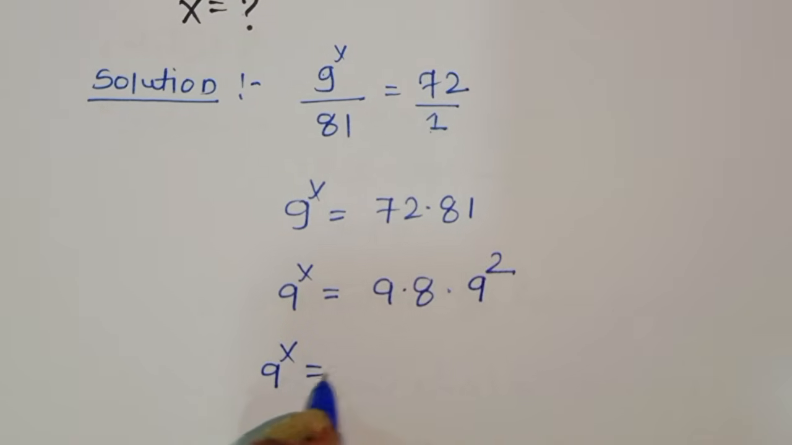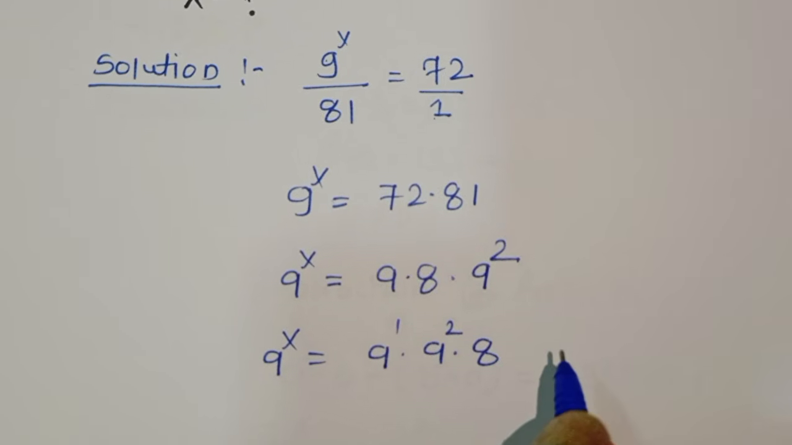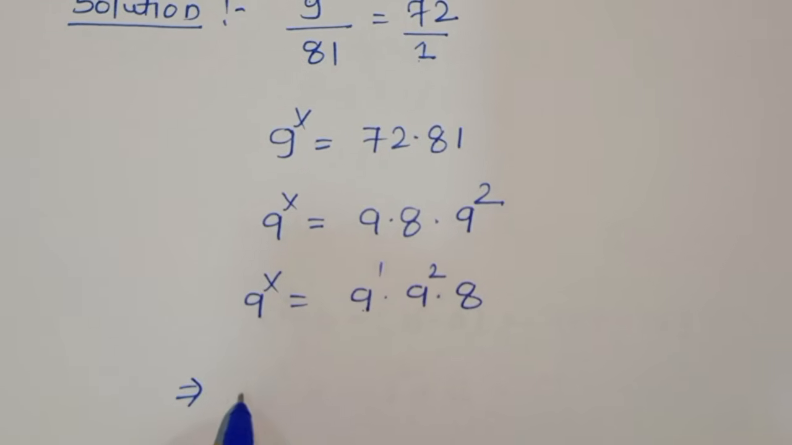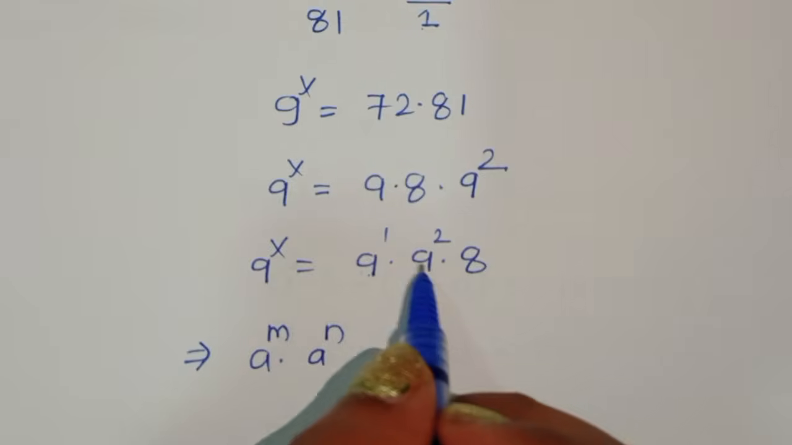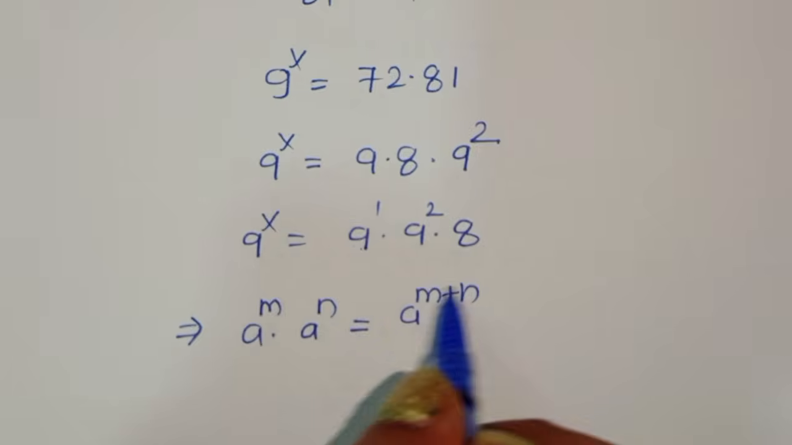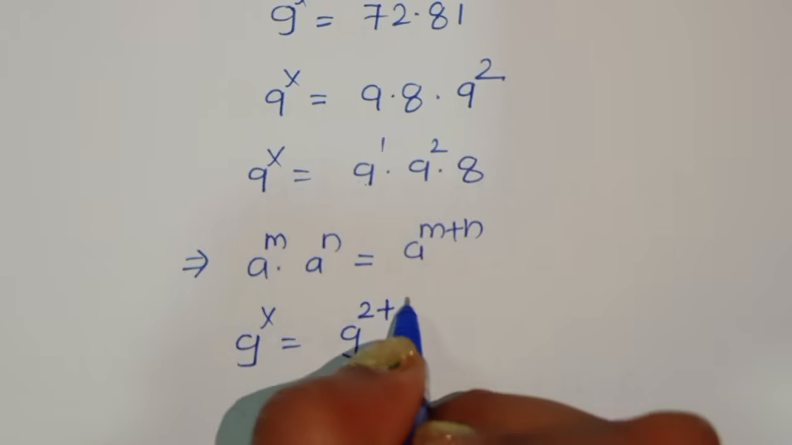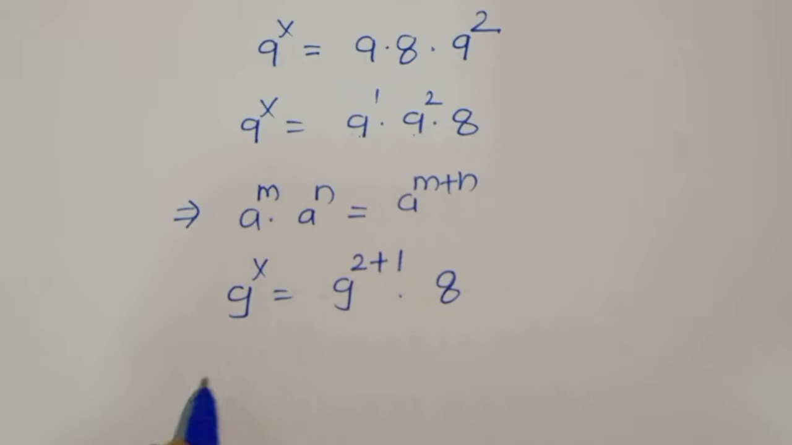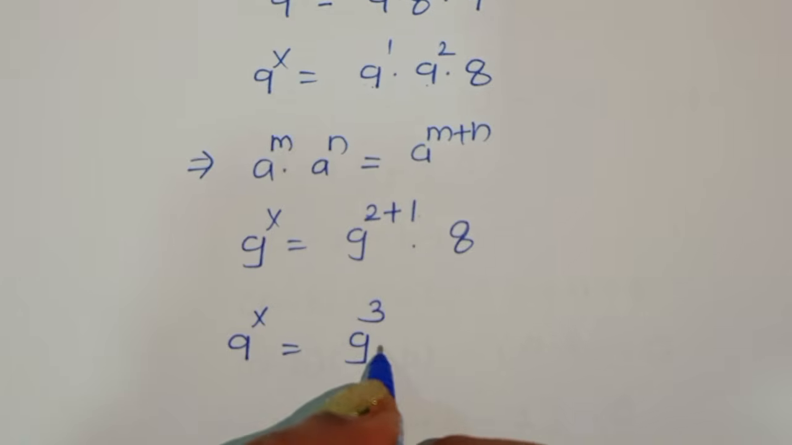Now 9 power x is equal to 9 power 1 times 9 square times 8. We can write this way. Now here you can see there is a formula: if a power m times a power n is given, the value will be a power m plus n. So we are using this formula here. 9 power x is equal to 9 power 2 plus 1 times 8. Now 9 power x is equal to 9 power 3 times 8, right?